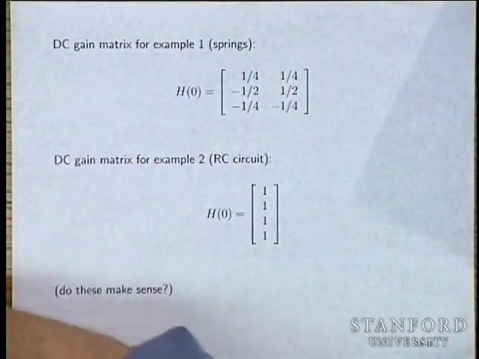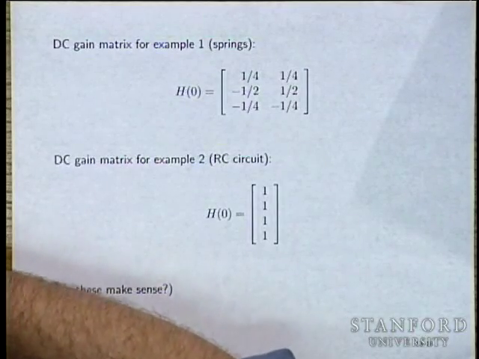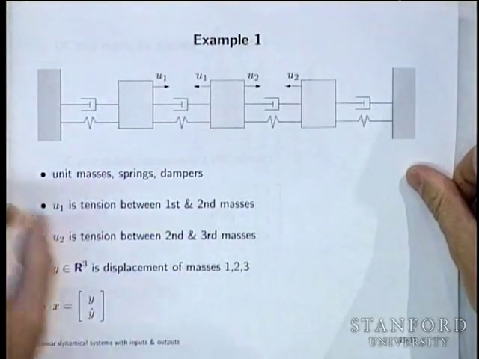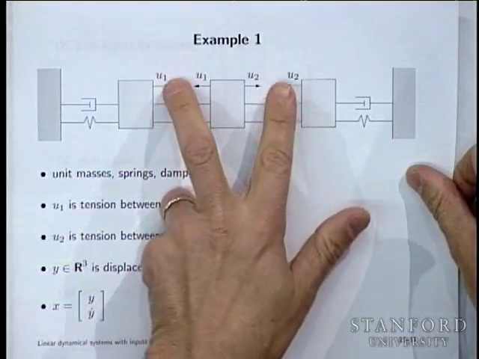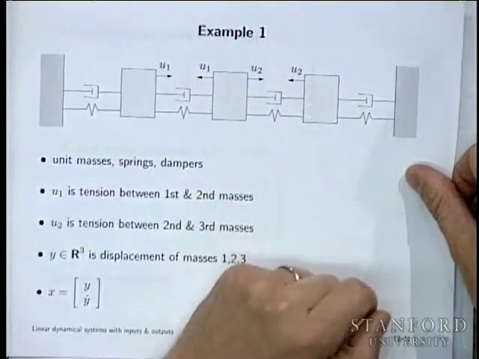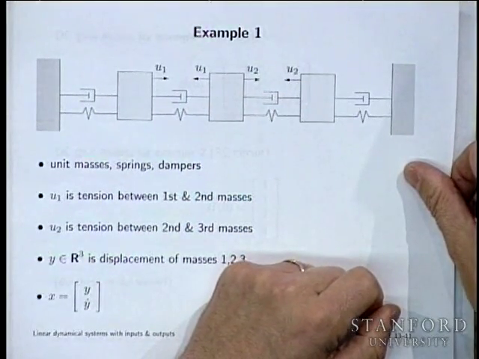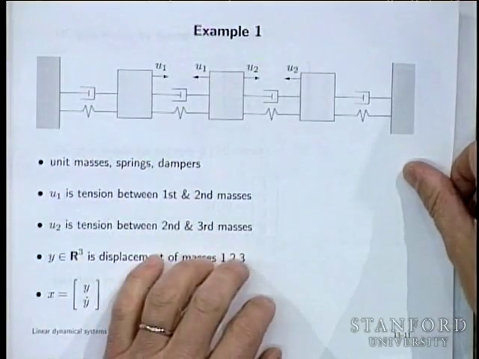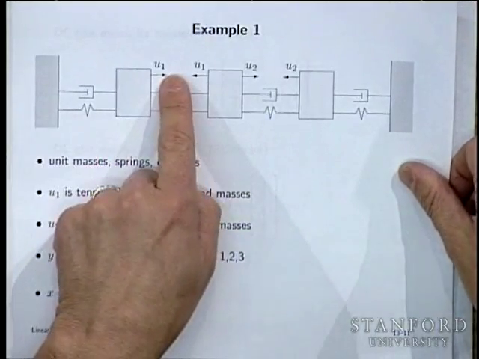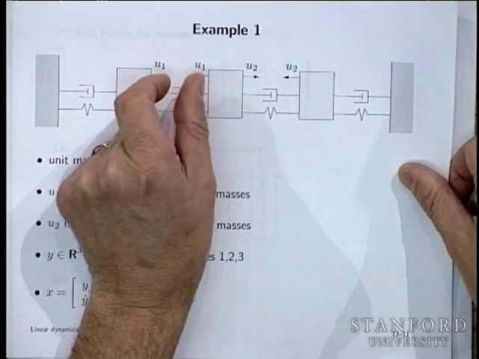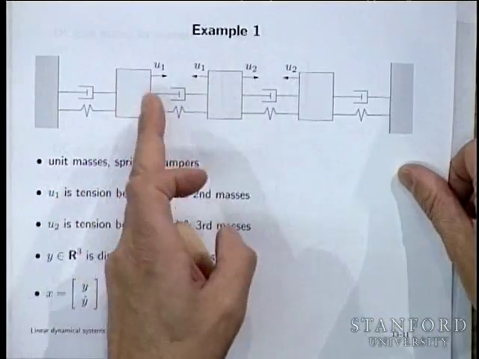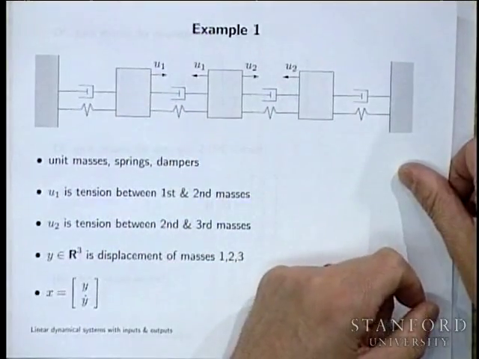For our mass spring system, here's our mass spring system right here. Let's think about what the DC gain matrix is going to do. It's going to map the two tensions you apply here into the displacements of these three masses. So it's a 3×2 matrix, and the first column is obtained by pulling 1 Newton on this tension, letting the whole thing come to equilibrium, and then recording the offset of the three masses.